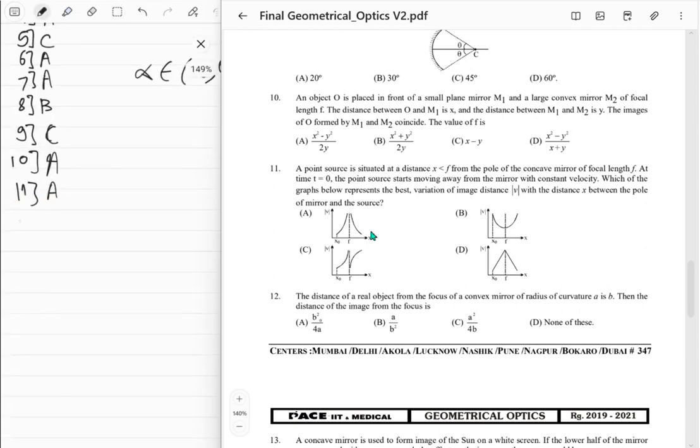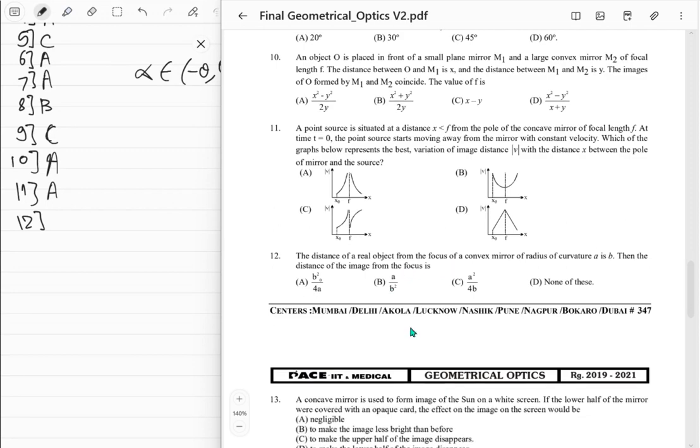So, question 12. The distance of a real object from the focus of a convex mirror of radius of curvature A is B. Then the distance of the image from the focus is... So from the focus, it's B. That's fine.